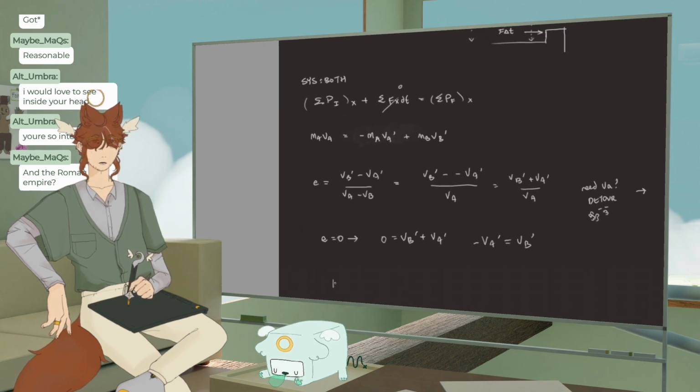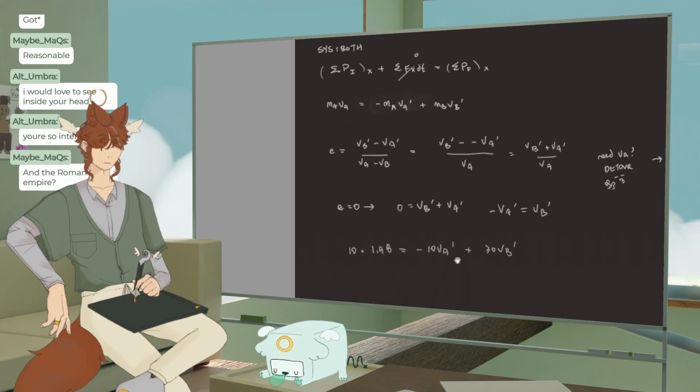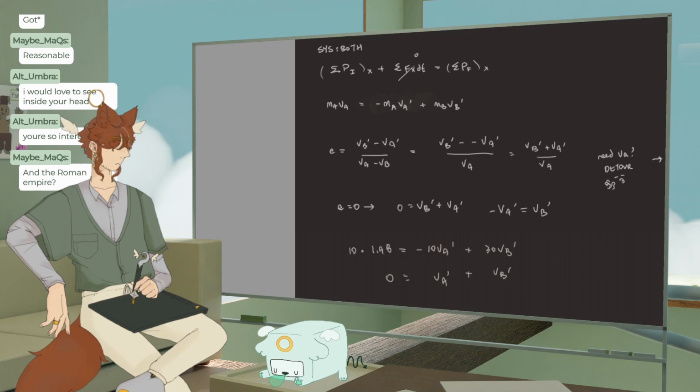Let's determine this. So 10 times 1.98 equals negative 10 VA prime plus 30 VB prime. And then we say VB prime plus VA prime equals 0. And we'll solve this system and we'll see what it gives us. That way I don't have to worry about the math as much. The calculator can save me. I'll just put in 1.98 and 1, 1, 0. Okay. We'll rref that. No, okay, so it does give me the negative. It does not give me 0 solving this.